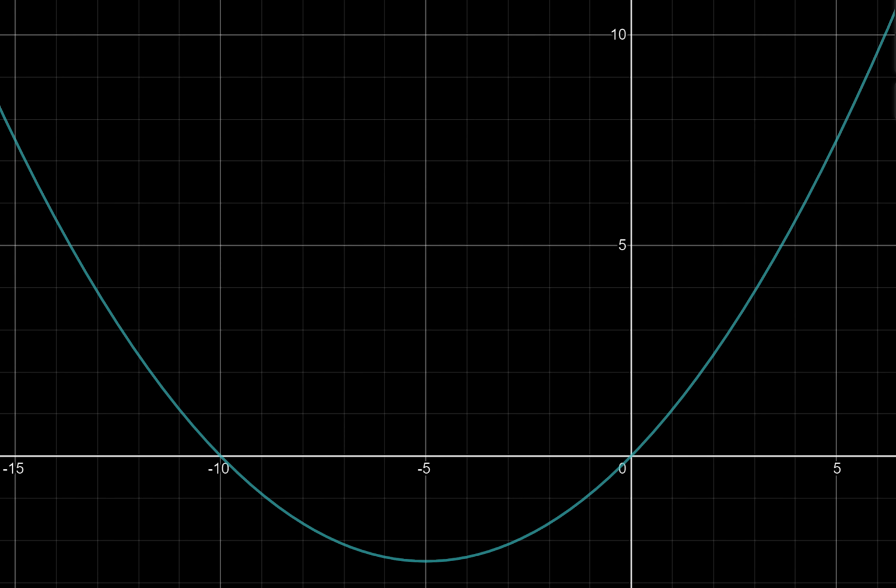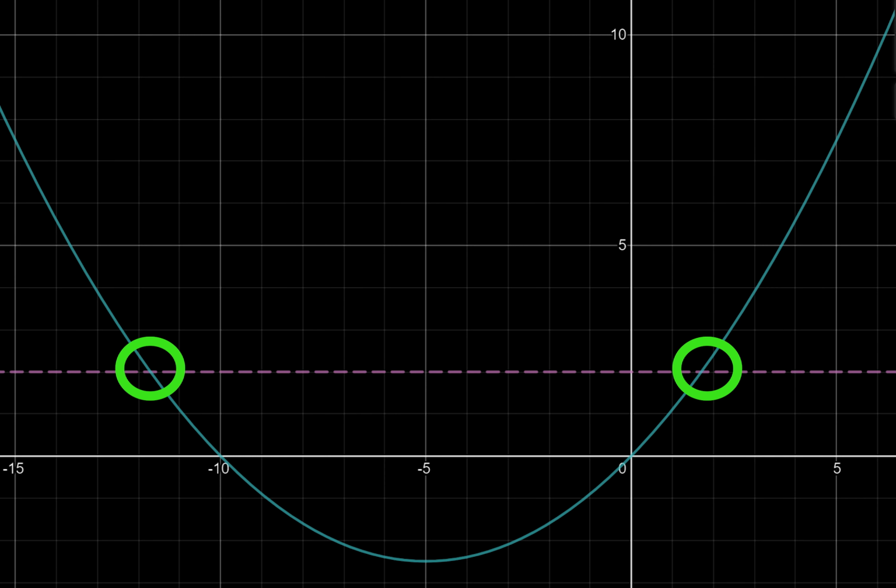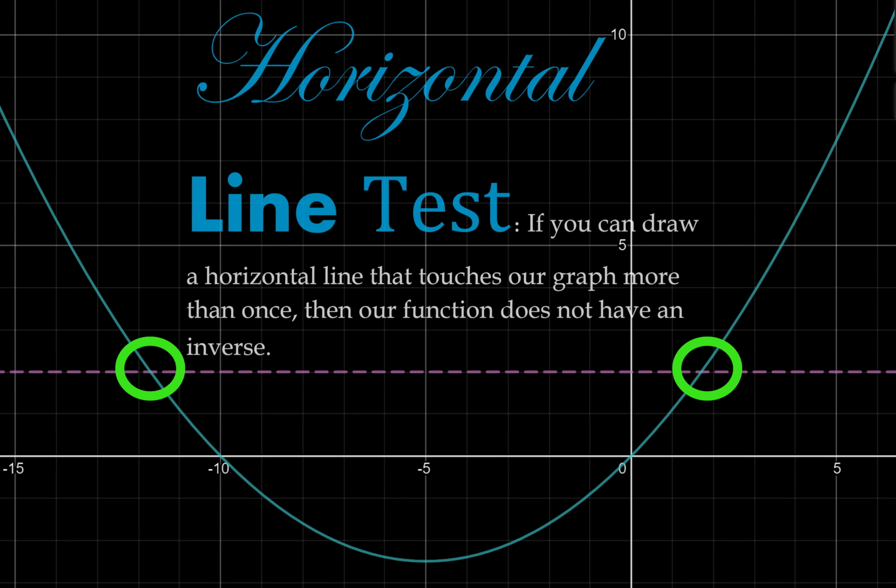One way we can tell if a function has no inverse is by inspecting its graph. If you draw a horizontal line and your graph touches it more than once, then it does not have an inverse. In other words, if the graph of a function fails the horizontal line test, then it has no inverse.